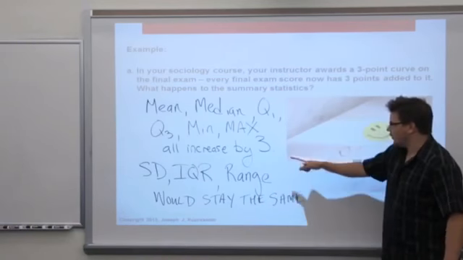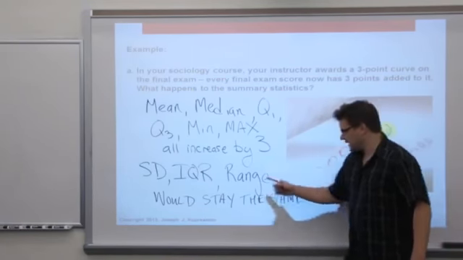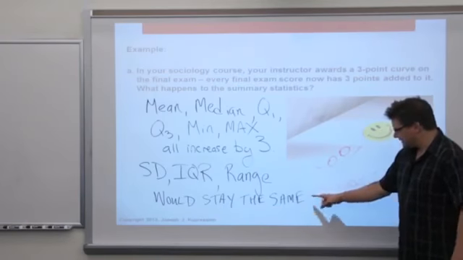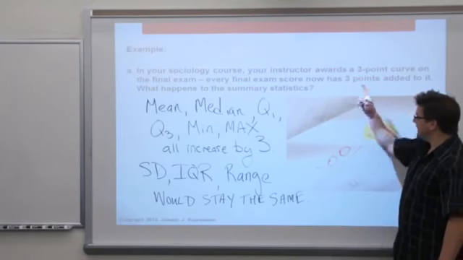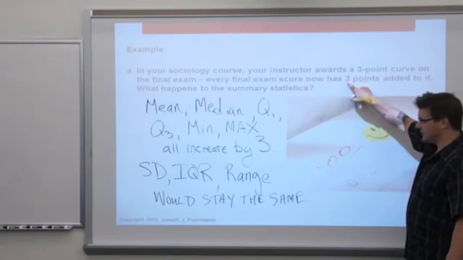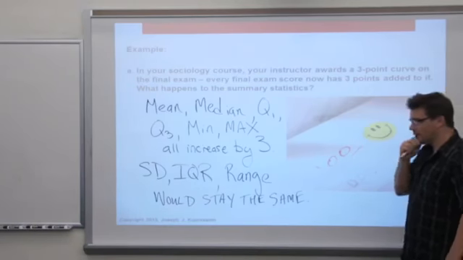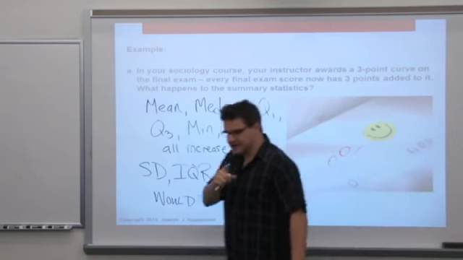Measures of position all would increase. Measures of spread would all stay the same. And it's important to remember what we're doing. We added something to every data value. Everybody got 3 points added to their score. Okay, second example.